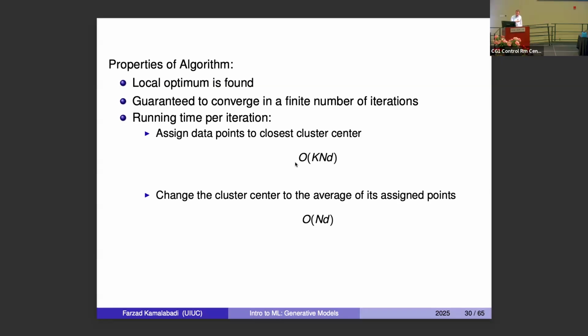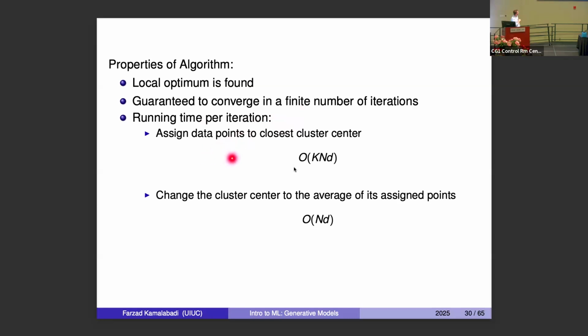And the reason for that is exactly the points that you're seeing here. A local optimum is found, and we are guaranteed that, but it's not global, okay? We don't have the condition of convexity, and that's exactly the reason: because it's a local optimum, if you change the initialization, you may end up in a different local minimum. So it matters. So we are guaranteed to converge in a finite number of iterations.